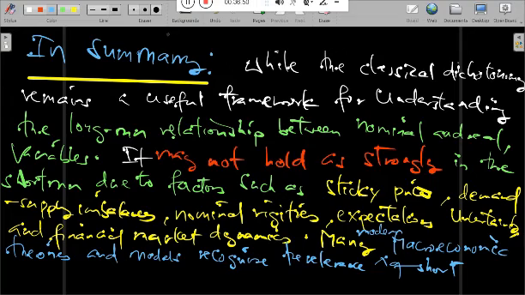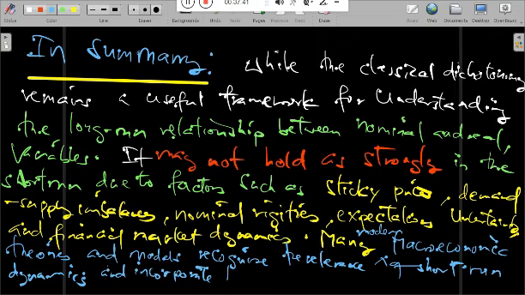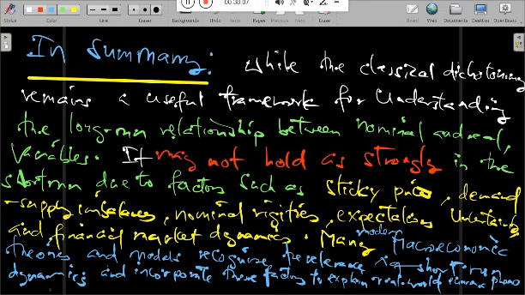So the classical dichotomy remains a useful framework, but it may not hold as strongly in the short run due to factors such as sticky prices. This means that it cannot be relevant in the short run. And this is because of the factors that I've explained: the demand-supply imbalances, nominal rigidities, expectations, uncertainties, and financial market dynamics. So many of the modern macroeconomic theories and models recognize the relevance of the short-run dynamics and incorporate these factors to explain the real-world economic phenomena.